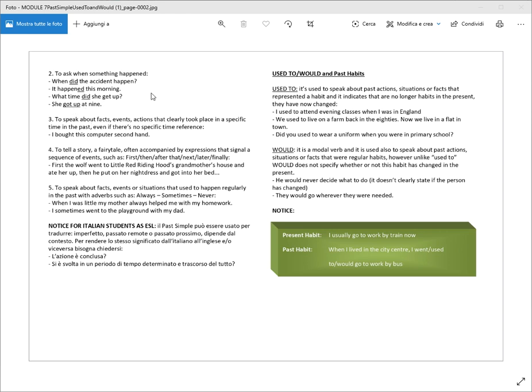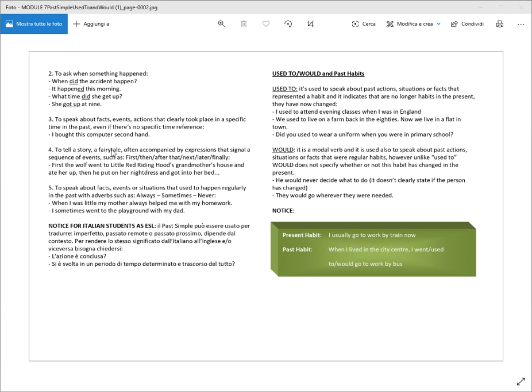Another circumstance, again, in which we use the past simple is to speak about facts, events, actions that clearly took place in a specific time in the past, even if there is no specific time reference. So if I say I bought this computer secondhand, it doesn't matter when. Obviously, I bought it some time ago. In any case, it is an action over.